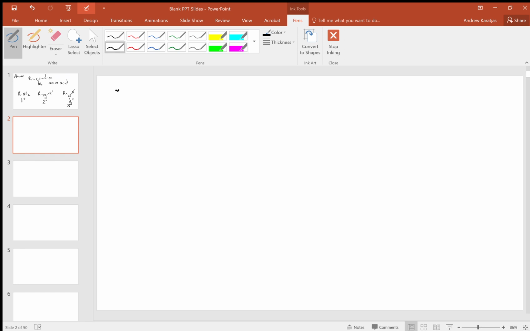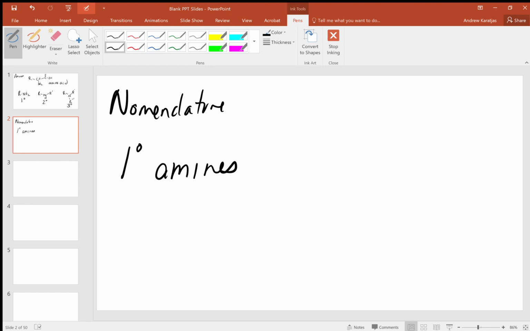So we can get into a little bit of nomenclature. And nomenclature of amines is a little bit funny in places because it's a really big mix of common names and systematic names. But we're going to start with sort of the simplest case, which are primary amines, because primary amines are going to very, very closely follow what we learned for alcohols.